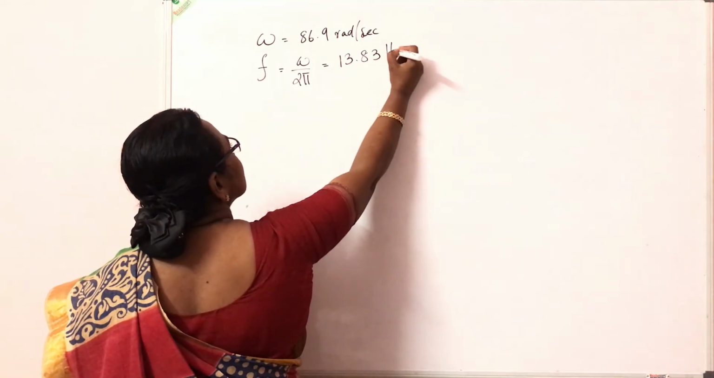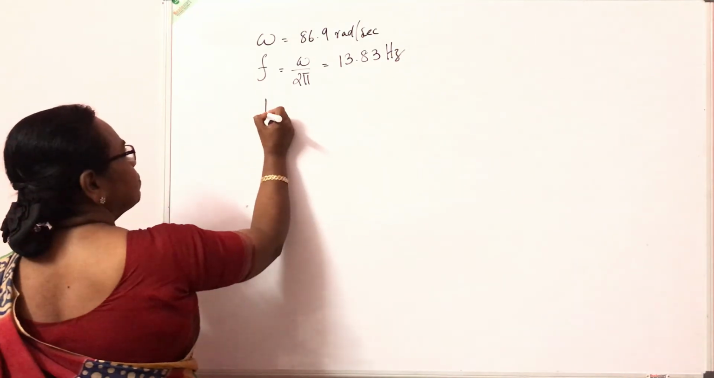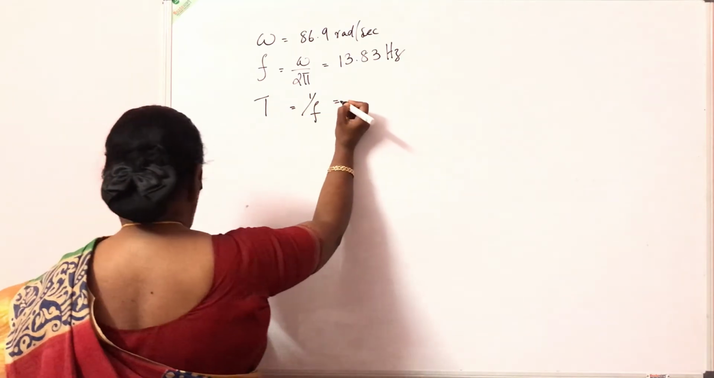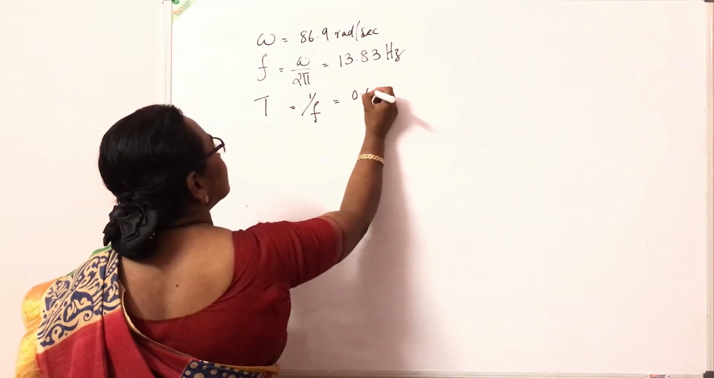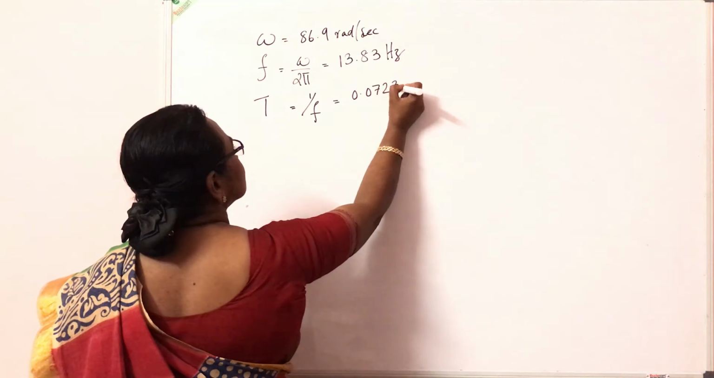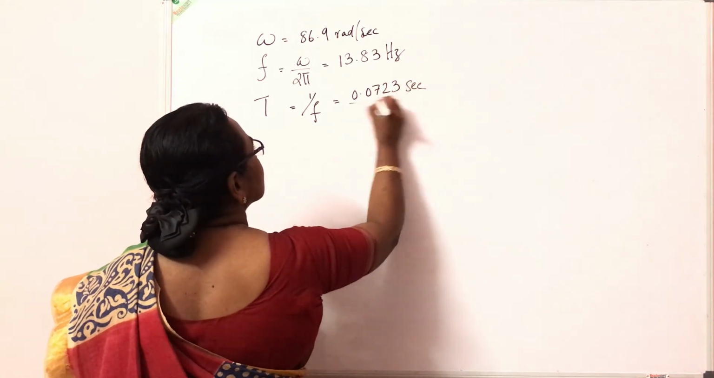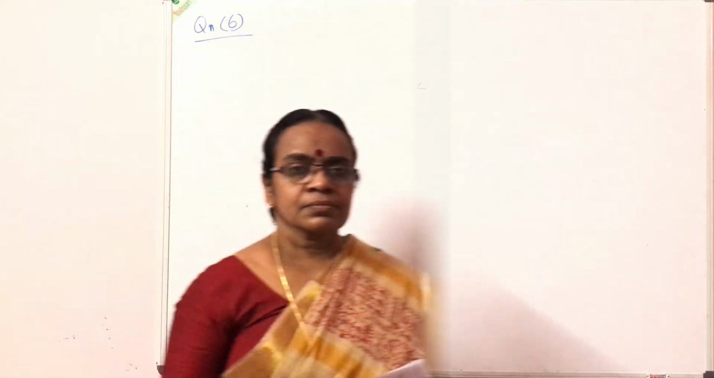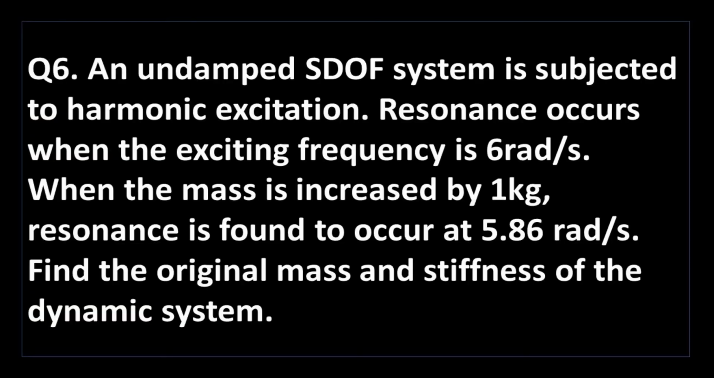13.83 hertz. Now the time period T is equal to 1 by f and it works out to 0.0723 seconds. Okay, now I'll go on to the next example.